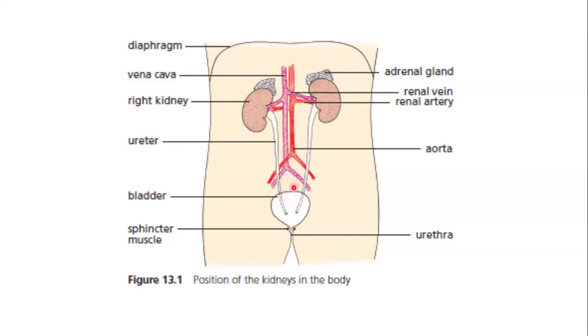Your ureter is a tube that carries the urine from the right kidney or the left kidney to your urinary bladder. The urine is going to be stored inside your urinary bladder, and then the bladder opens up to a small tube that we call urethra. And the waste products are expelled through the urethra from the human body.